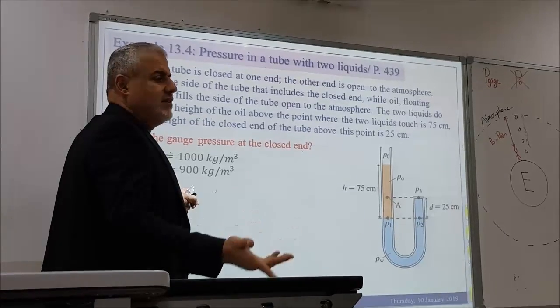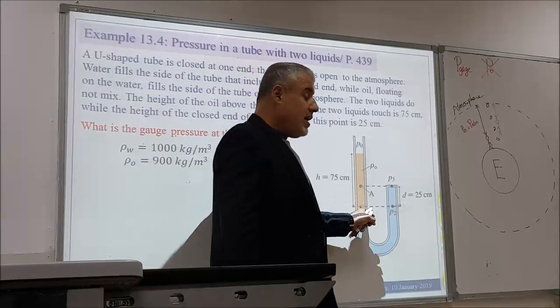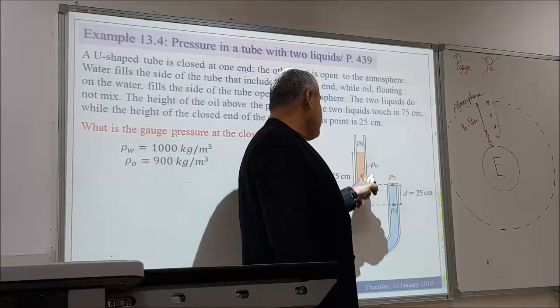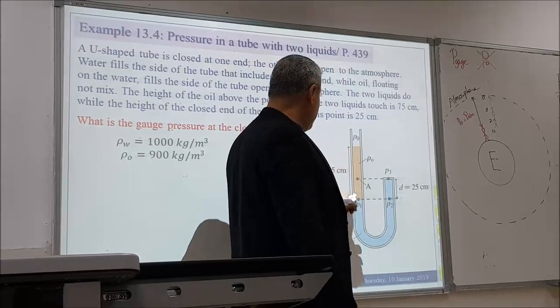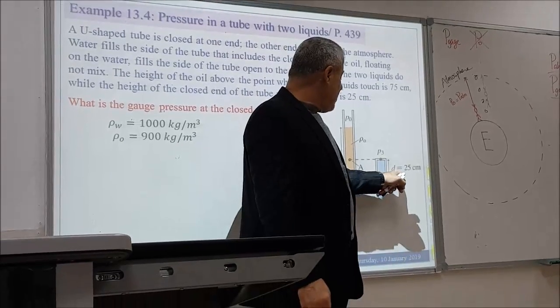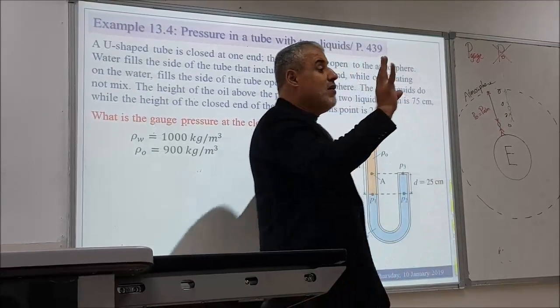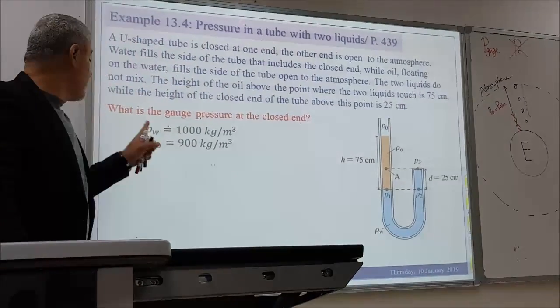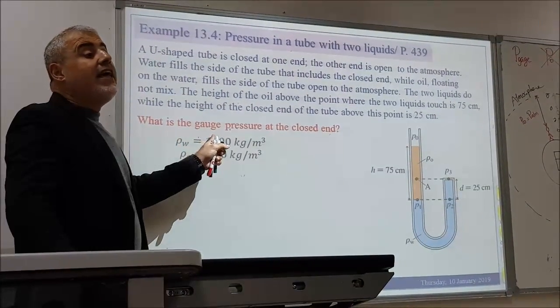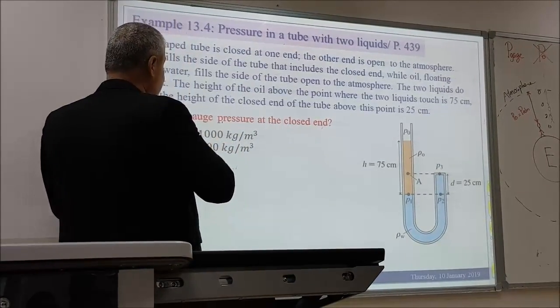You know the oil is less dense than water, so easily the water will lift the oil. Okay? And then it stops at this point. The height of oil is 75 centimeter. And here, the distance is 25. Follow me. What is actually the idea? What is the gauge pressure? I need to go back to the gauge.